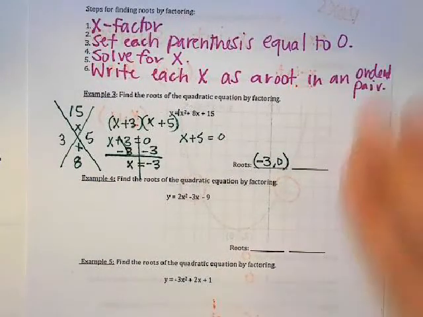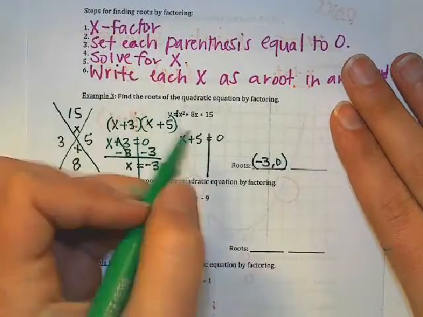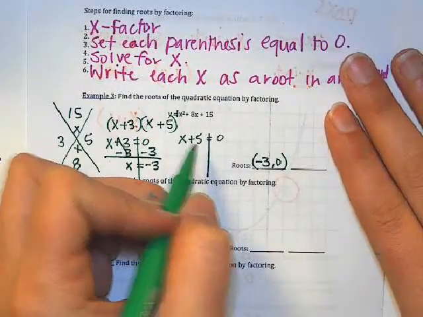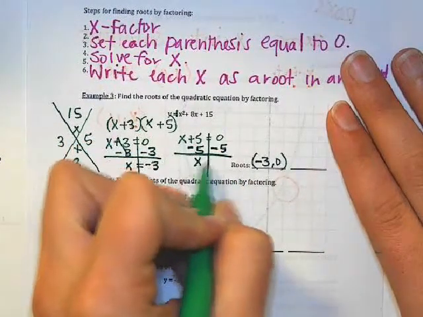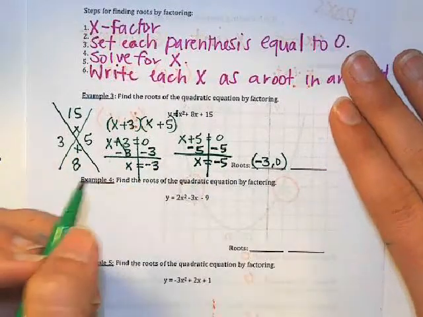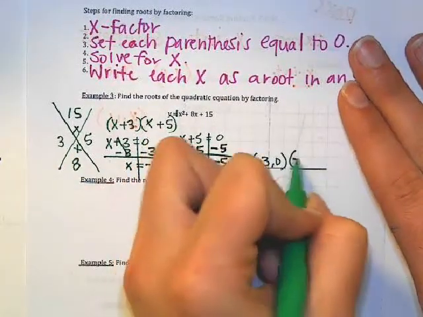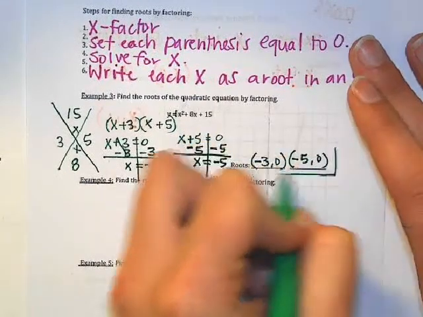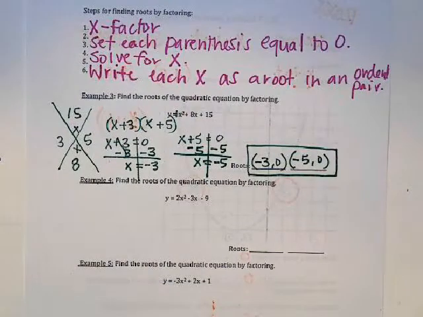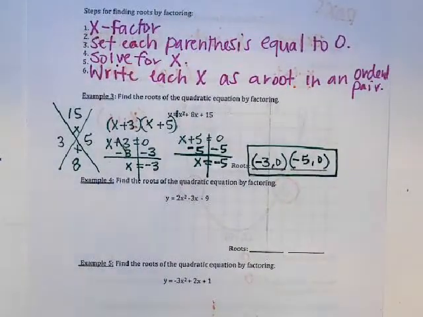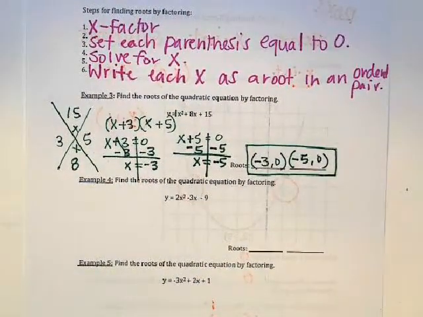Okay, then I'm going to solve the next one. X plus 5. So I get rid of this 5 by doing its opposite, which is a minus 5. X equals negative 5. X is by itself, so my second root is negative 5, 0. Questions? Okay. Number 4.